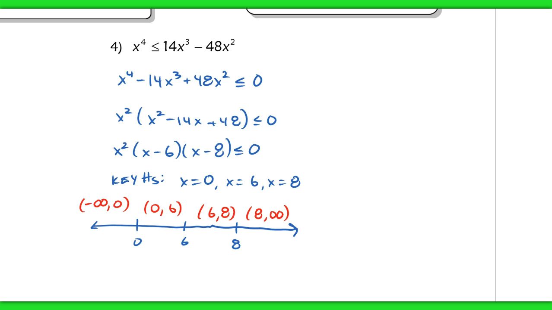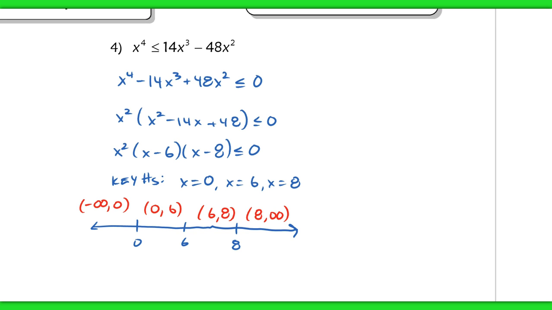Alright, now I'm going to test each case. So let's begin by testing -infinity to 0. Remember, you're going to pick a number between -infinity and 0, so let's try -1.